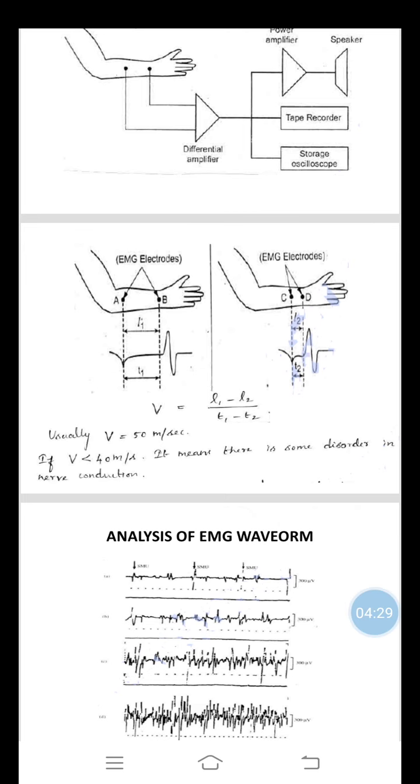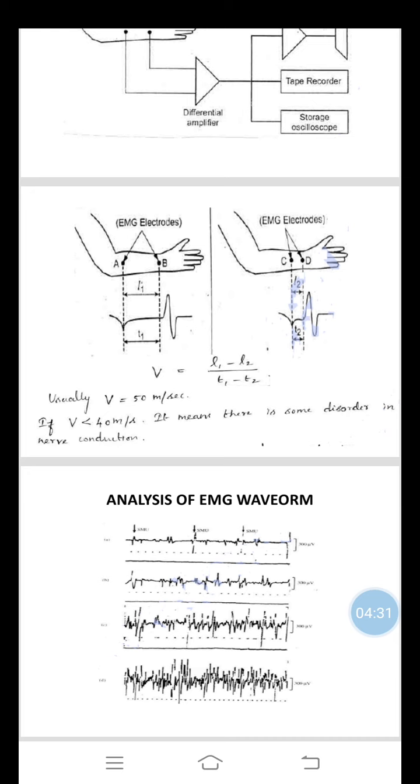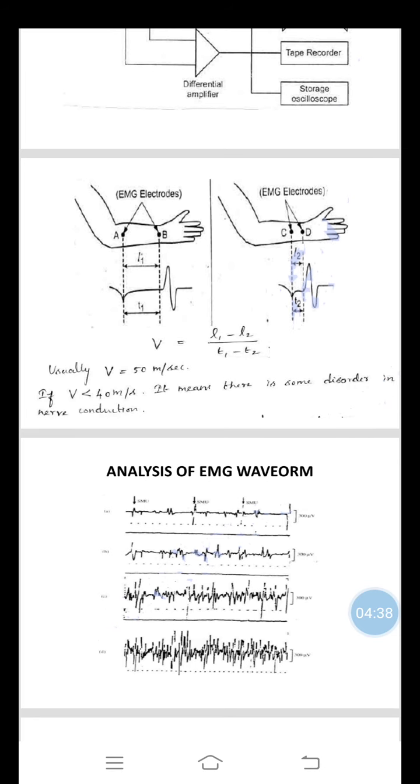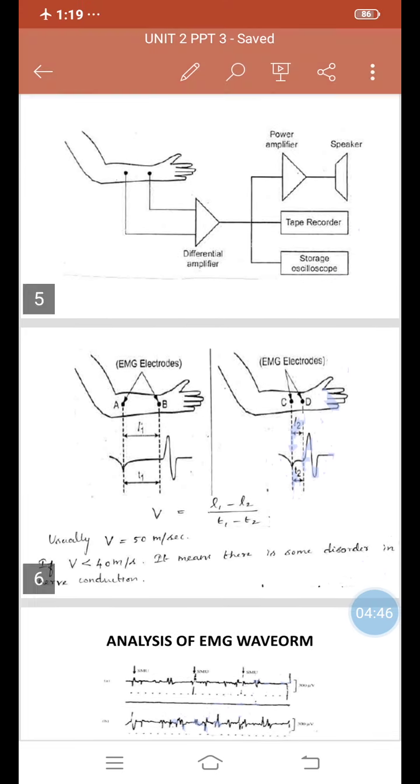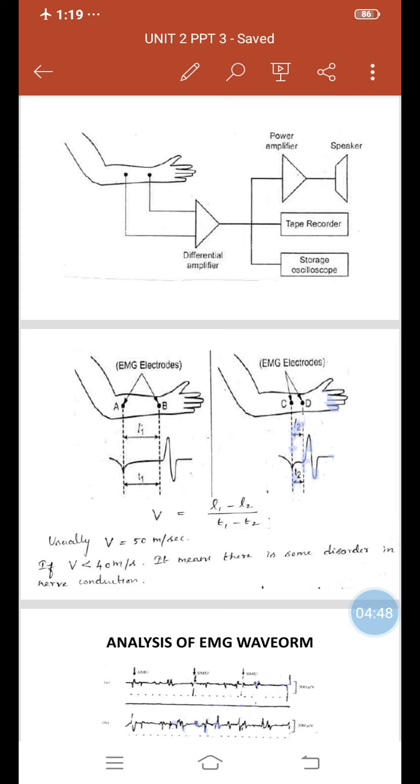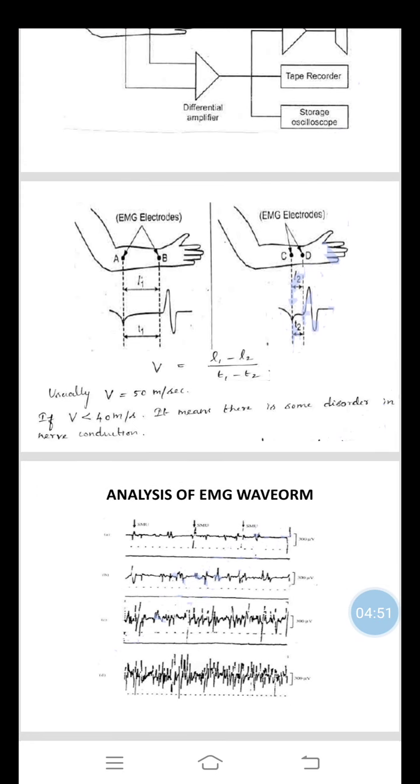Usually this value may be 50 meters per second. Whenever the value is less than that, that is less than 40, it means there is some disorder in our nerve conduction, from which we can analyze for further treatment for our muscles. Okay, this is the simple method of measuring the muscular activity through EMG.